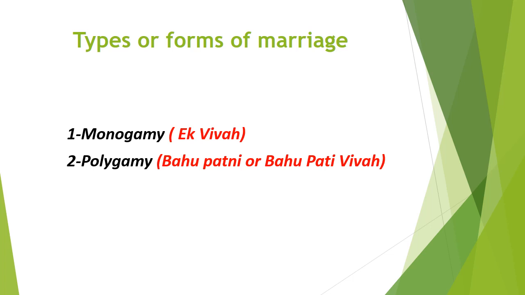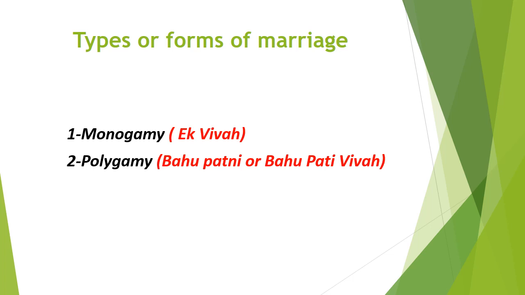What is polygamy? Polygamy, Bahupatni or Bahupati Vivah, in Hindi. Distinguished from monogamy is polygamy. Polygamy refers to marriage of several or many. Polygamy is the form of marriage in which one man marries two or more women, or one woman marries two or more men, or a number of men can marry a number of women.